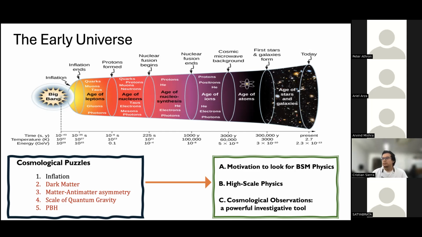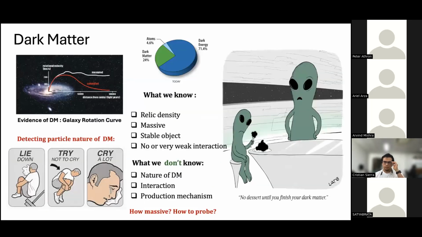As I said, all these phenomena happened in the early universe, and hence correspond to high-scale physics. Now, another important thing is how to detect these, or how to probe, or how to test these puzzles. So actually, cosmological observations play a powerful investigative role in this direction, and gravitational waves are one of them. So let me give a brief introduction of these high-scale physics.